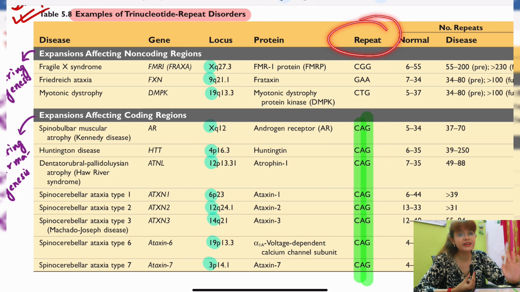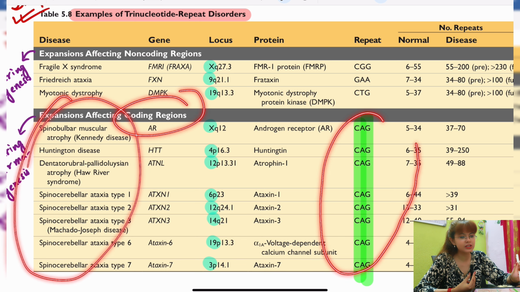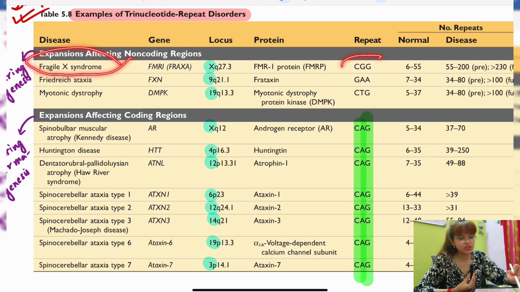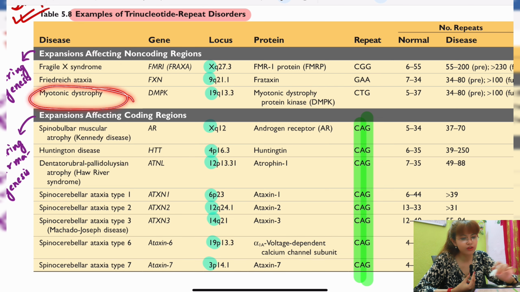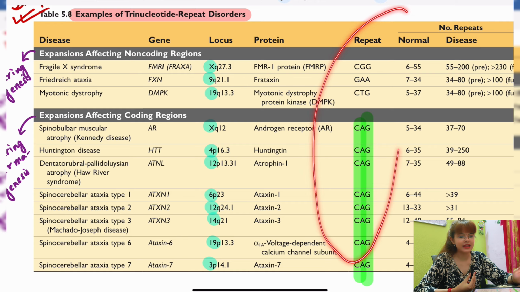But the repeats are very easy to remember, and they are a must. Most important are the repeats. In the coding regions, all these diseases affect the CAG codon. In Fragile X syndrome, you have the CGG repeat. In Friedreich's ataxia, you have the GAA repeat, and in myotonic dystrophy, you have the CTG repeats. Only this part is difficult; you have to remember this. Again, I would ask you to write them down or take a screenshot and keep reading and repeating them. The genes are also important, but most important are the repeats and the proteins.